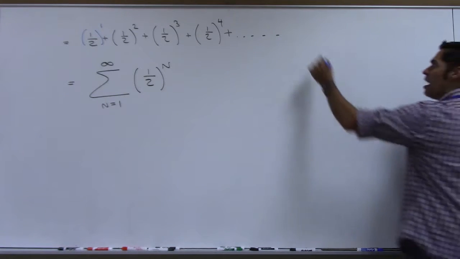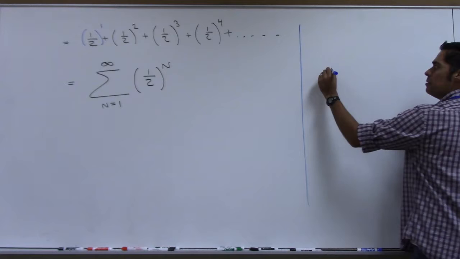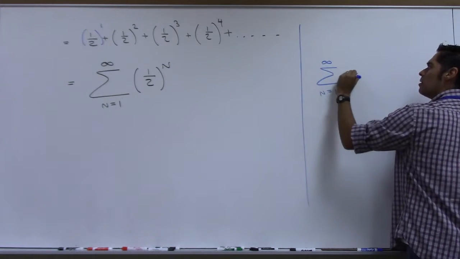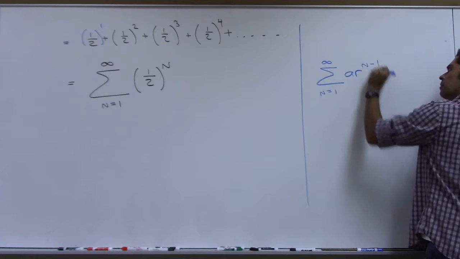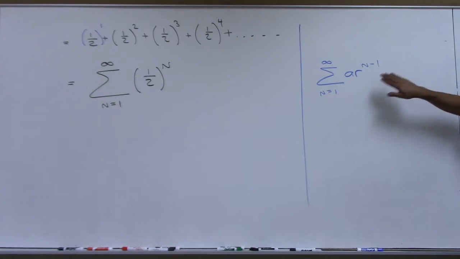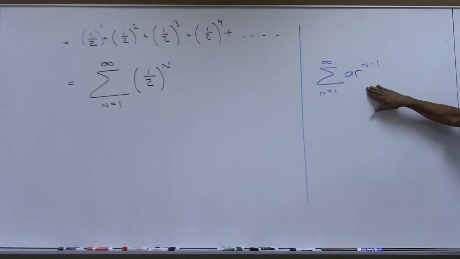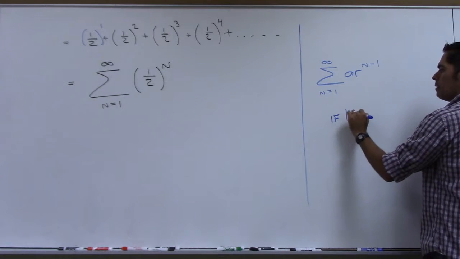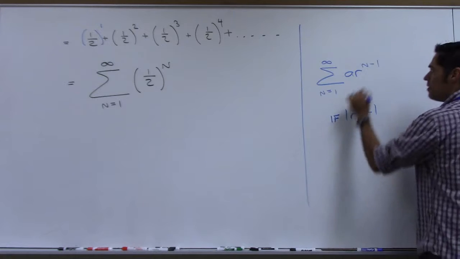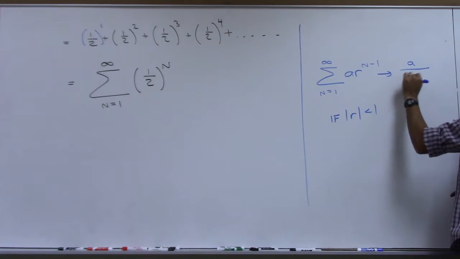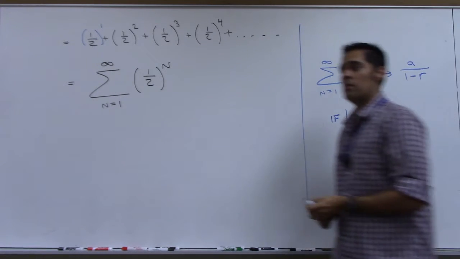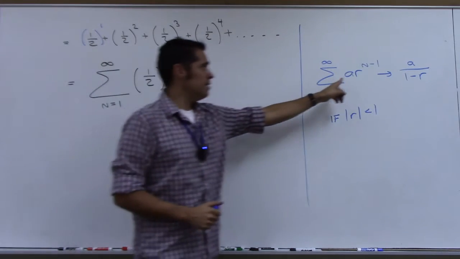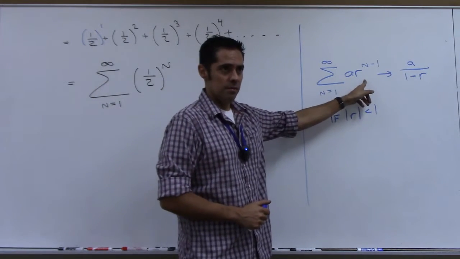Now, on the side here, I'm going to write down what everyone needed to remember. All geometric series have to look like this. This is the Big Daddy formula for geometric series, right? If the absolute value of r is less than 1, then I know that that thing converges to a over 1 minus r, right? So I need to figure out what the a is and what the r is.